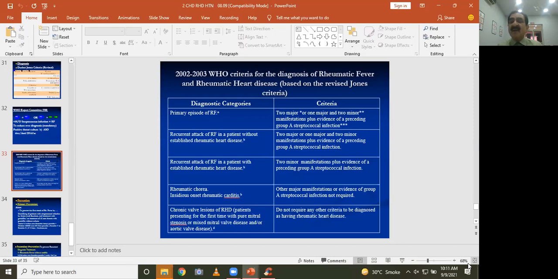And the other condition is if a person has confirmed findings of heart involvement, that is, of rheumatic heart disease. You have echocardiography, and you see that there is mitral stenosis, mitral insufficiency, or other valves involved, that is chronic valvular disease, then you don't need all these major manifestations. That is sufficient.